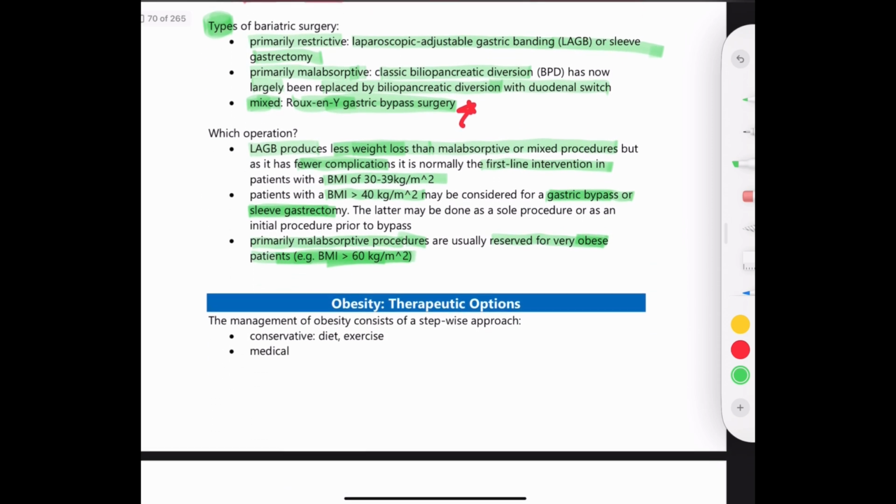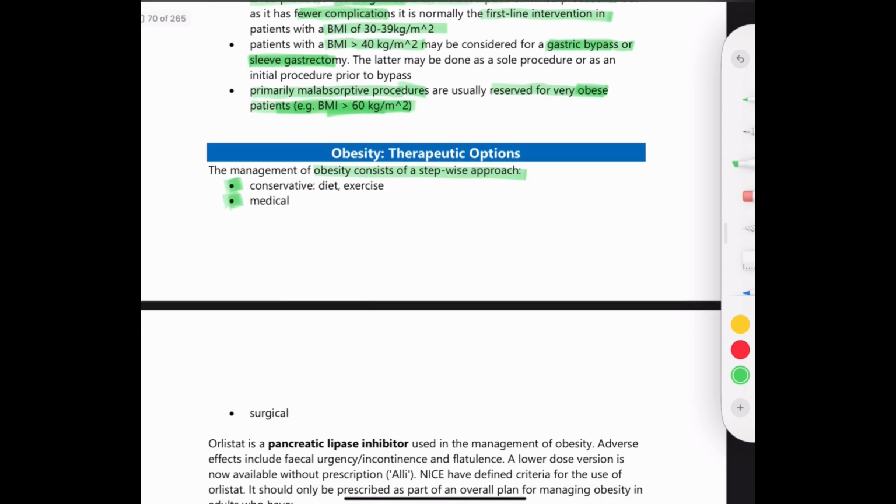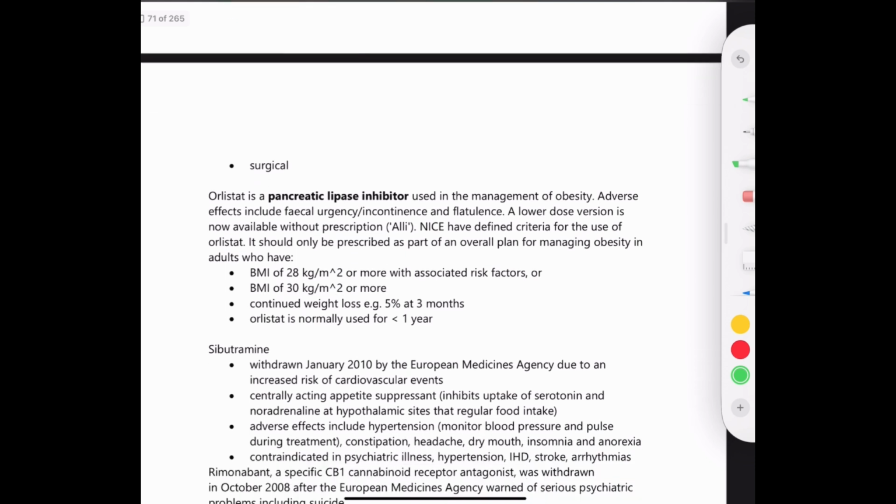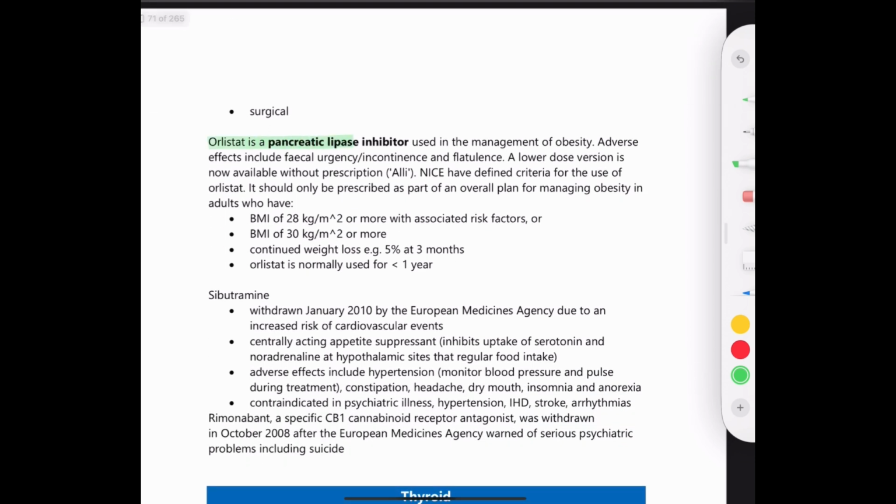Now, obesity therapeutic options. The management of obesity consists of a stepwise approach: conservative measures like diet and exercise, then medical, then surgical. Orlistat is a pancreatic lipase inhibitor that is used in the management of obesity.